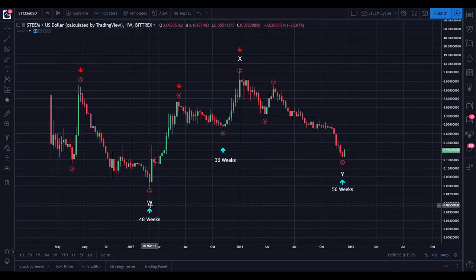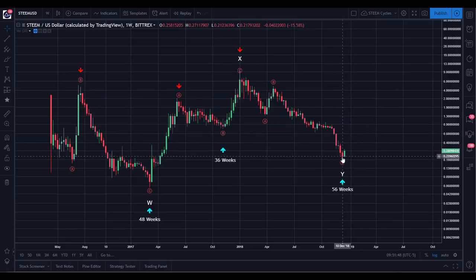Note how the W seeks out the major weekly low. The X seeks out the major weekly highs, and the Y is ensured to seek out the next major low. So what does this mean? If there is a high probability that a weekly low has been attained, then for the next 36 to 56 weeks, the price action for STEAM could be very bullish.